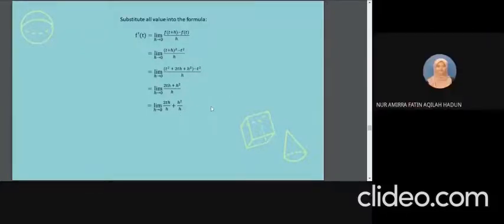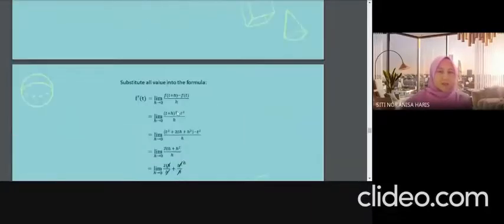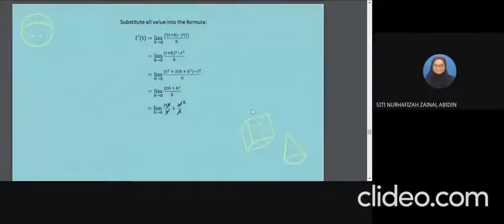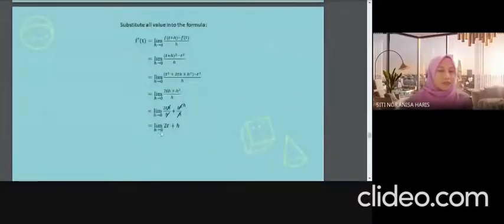We need to cancel h. When we cancel h, 2th over h gives us 2t. And for h squared over h, when we cancel h, we will get h. So our answer is the limit as h approaches 0 of 2t plus h.